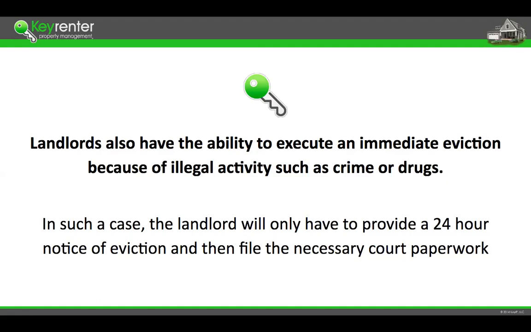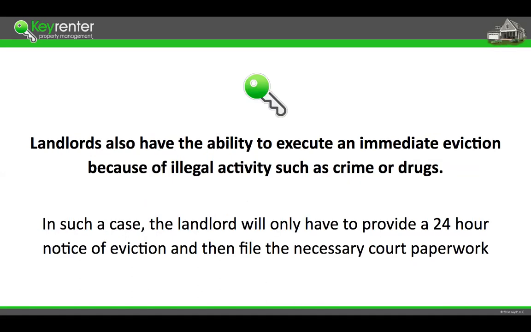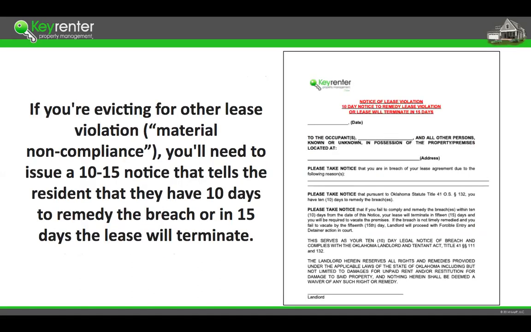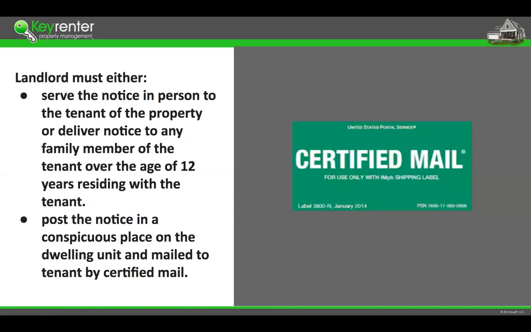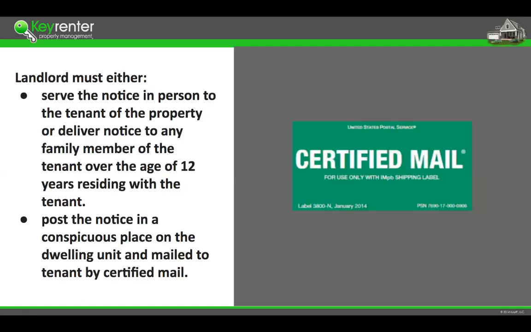Of course, in any of these scenarios, whether it's a 5-day pay or quit, a 1015, or a 24-hour emergency notice, there's the rest of the process, which is actually filing in court. We're going to see that here in a second, but there's the filing in court, getting a court date, and that could be a 2-week process. So it's certainly not an immediate thing. I don't want you to think that issuing a 24-hour notice of eviction, emergency eviction, is an immediate thing, like you're going to be able to drill the locks out in 24 hours because they've broken the law.